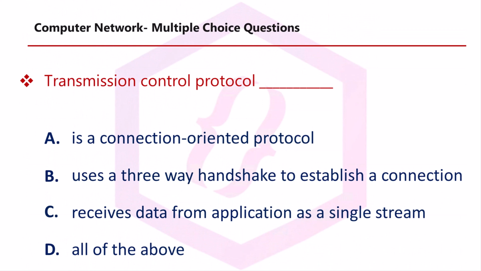Transmission control protocol. Option A, is a connection oriented protocol. Option B, uses a three-way handshake to establish a connection. Option C, receives data from application as a single stream. Option D, all of the above. And the correct answer is option D, all of the above.